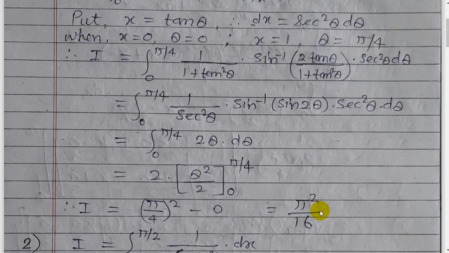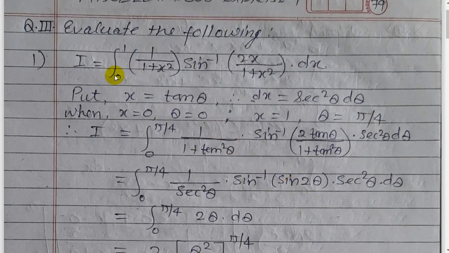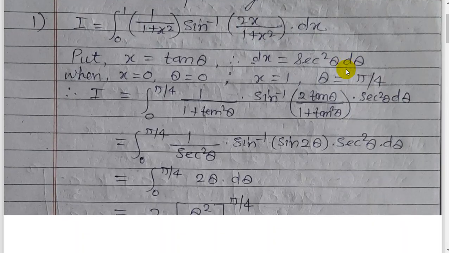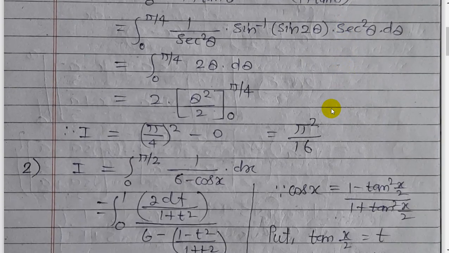Therefore, the integral from 0 to 1 of 1 upon 1 plus x square into sine inverse of 2x upon 1 plus x square into dx is pi square upon 16. This is the final answer for question number first.